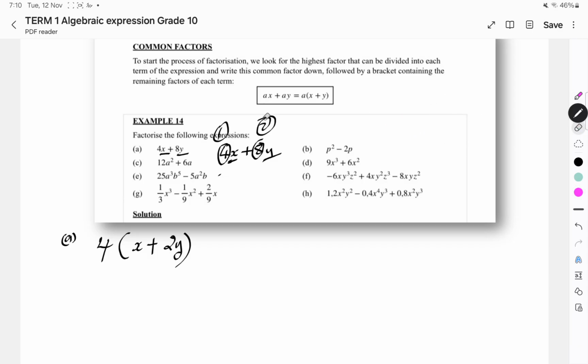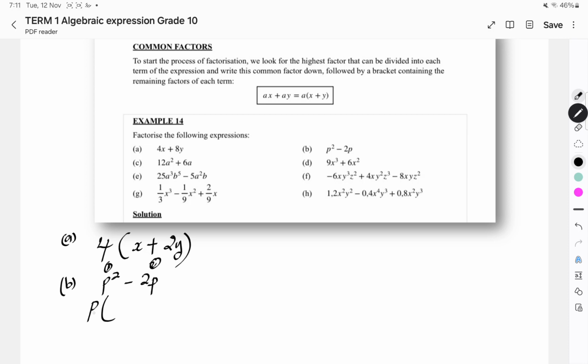Good. Let's move to number B. Number B, you are given p squared minus 2p. You start first with the numbers. Is there a number that can go into 1 and 2? It's only 1, so I don't take 1 out as a common factor. Then this side I'm having 2 p's, and this side I'm having 1 p. So it means 1 p is common for both of them. They have at least 1 p. If I take 1 p from 2 p's, I'm left with p minus 2. So that becomes the answer for number B.